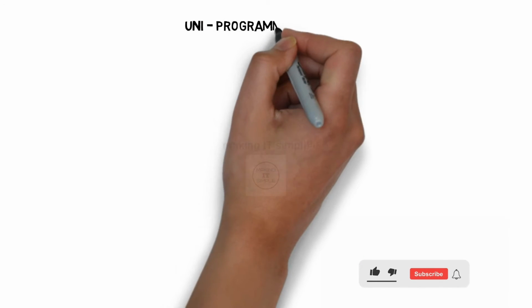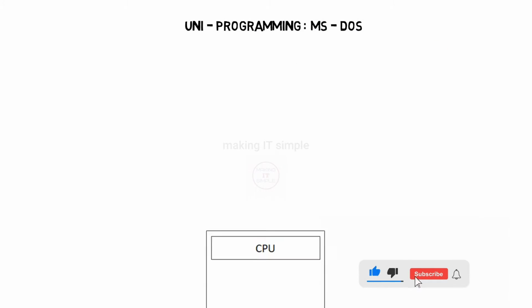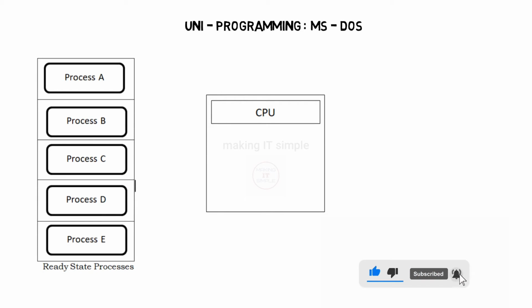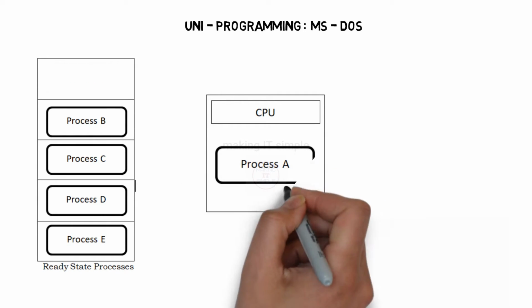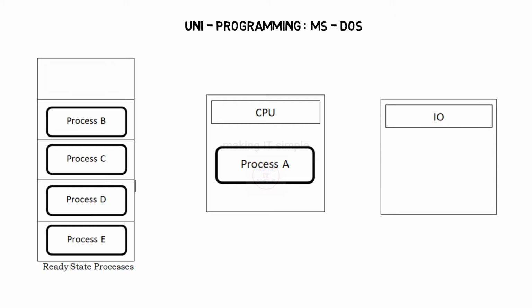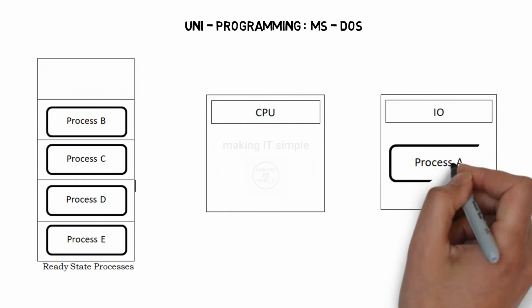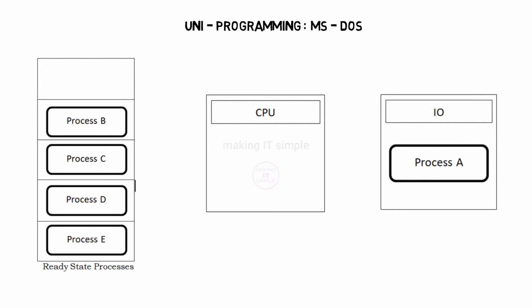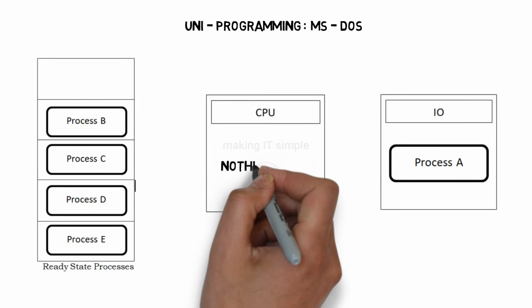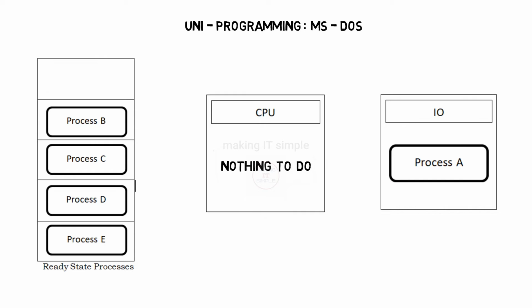In a uniprogramming system, like for example MS-DOS, the CPU starts executing a process out of many processes. If that particular process needs some user input, it will move out of CPU execution and go for I/O execution or input-output operation. Now until that process completes the I/O, the CPU will be idle doing nothing. There are other processes in the queue, but it cannot go to the next process until the current one is processed completely.